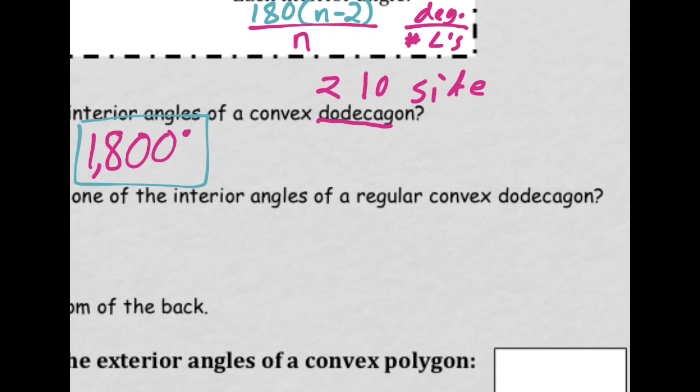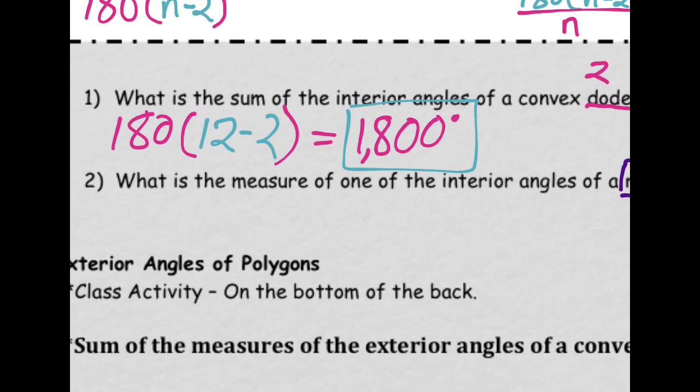What is the measure of one of the interior angles of a regular convex dodecagon? Now, this next thing you can only do if it's a regular dodecagon, because each angle is going to be the same. That's important. It's a regular dodecagon, so each angle is going to be the same. Well, I'm going to take what I figured out was the sum of the interior angles, and that's going to be 1,800, right? And I got that from this up here.